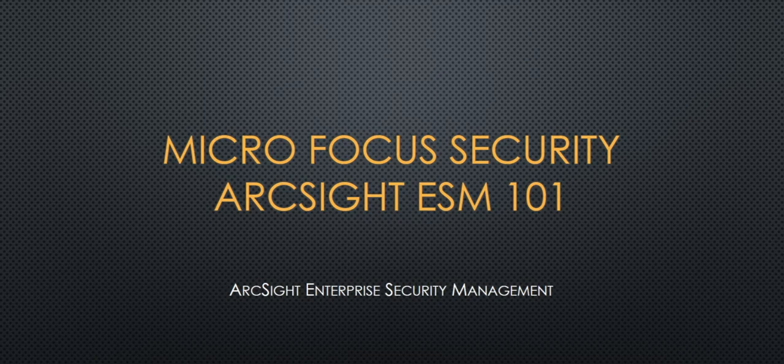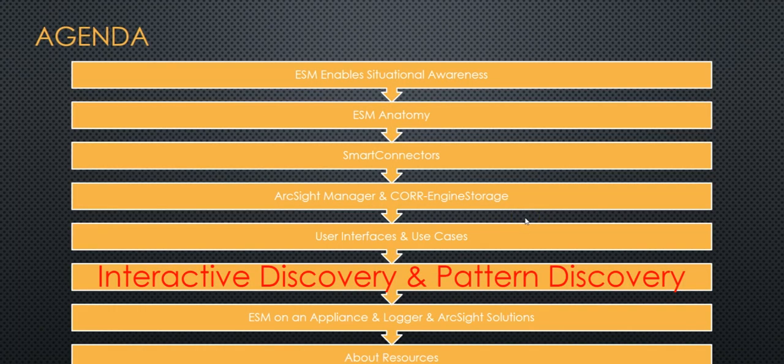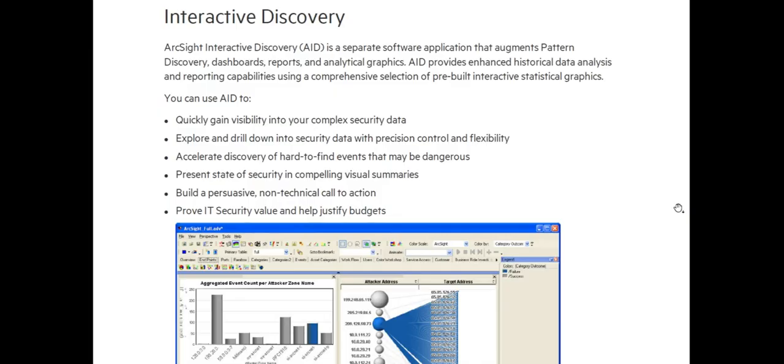We are still in the ArcSight Enterprise Security Management chapter of the ESM 101 document, and in this lesson we will cover together the interactive discovery and the pattern discovery resources. So let's switch to the ESM 101 document. Here is the section for the interactive discovery.